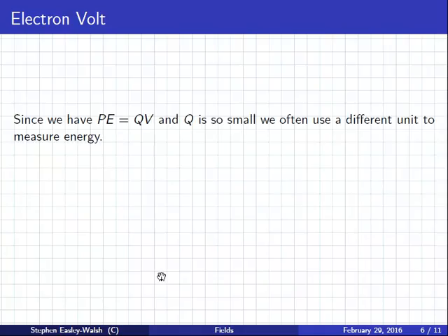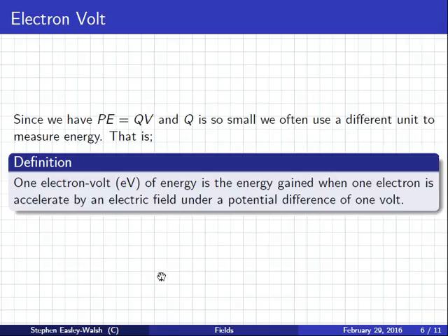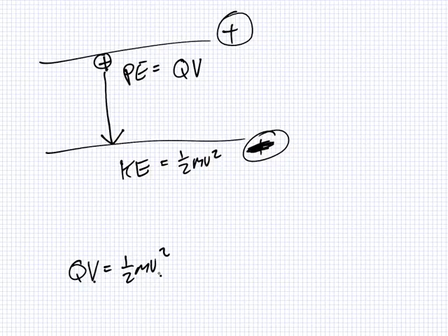Q is usually so small, the energy is also really, really small. And it's more common to use a different unit than the joule, because the joule is too big when you're only dealing with electrons. So we need this new unit called an electron volt, or an eV. Basically it's a tiny bit of energy. The definition is it's the energy gained when one electron is accelerated by an electric field under a potential difference of 1 volt.